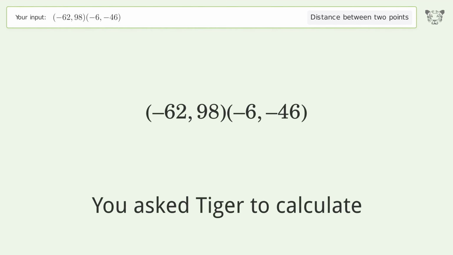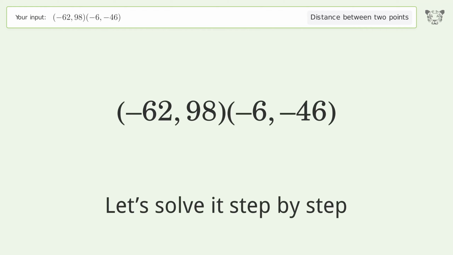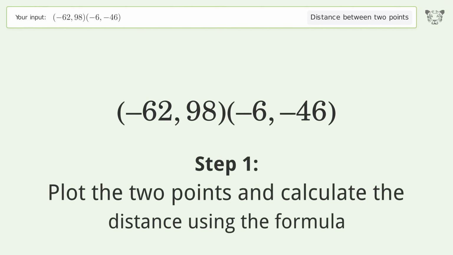You ask Tiger to calculate. This deals with the distance between 2 points. The distance between the 2 points is the square root of 23,872, or 154.506. Let's solve it step by step. Plot the 2 points and calculate the distance using the formula.